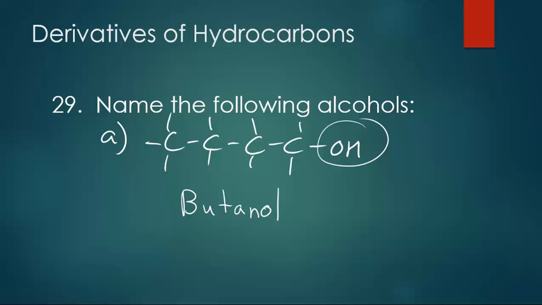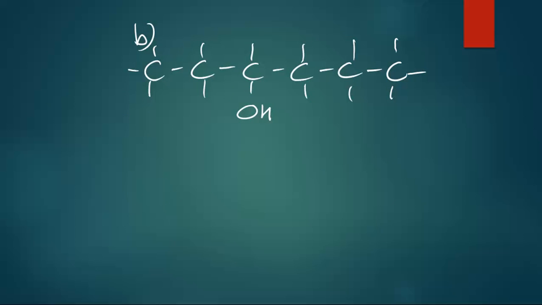And where is the ol located, Randy? One, 2, 3, 4, or 1, 2, 3, 4. 1 butanol. Not O, it's ol. Yeah, I know. That's what I said, ol. I said ol the first time.